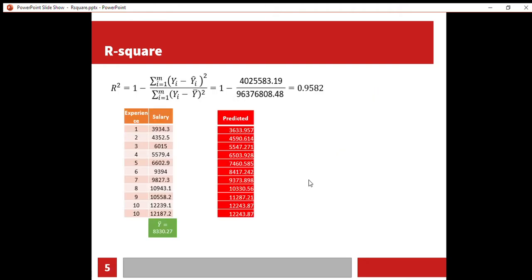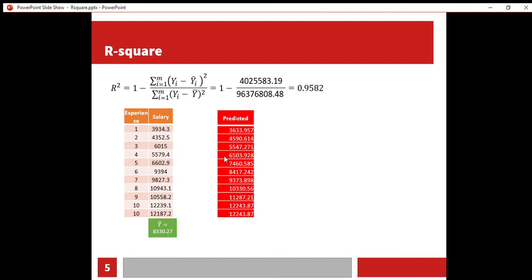Assume that we have the experience and here the salary, the real values, and we tried to build a model with linear regression, and the model predicted these values. For example, if you have one year of experience, you will get this amount of money. If you have 2 years of experience, the model predicted this amount of money. Here is the real, actual value, and this is the predicted.